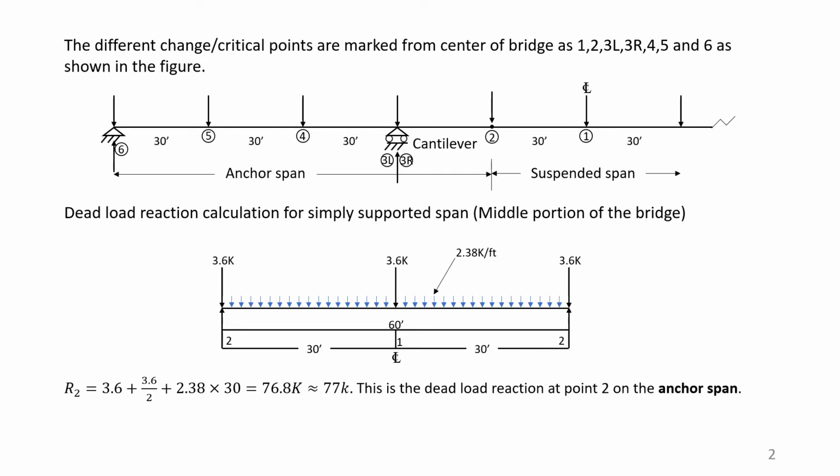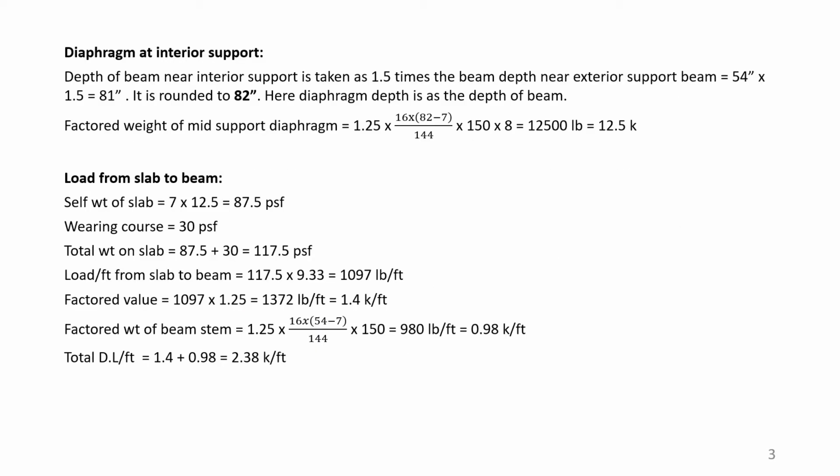Page 4A6. We have shown the diaphragm weights, load from slab to beam, and wearing course, etc. All this is shown, and the load per running foot of the beam is 2.38 on this page number 3. You will follow the calculation numbers.